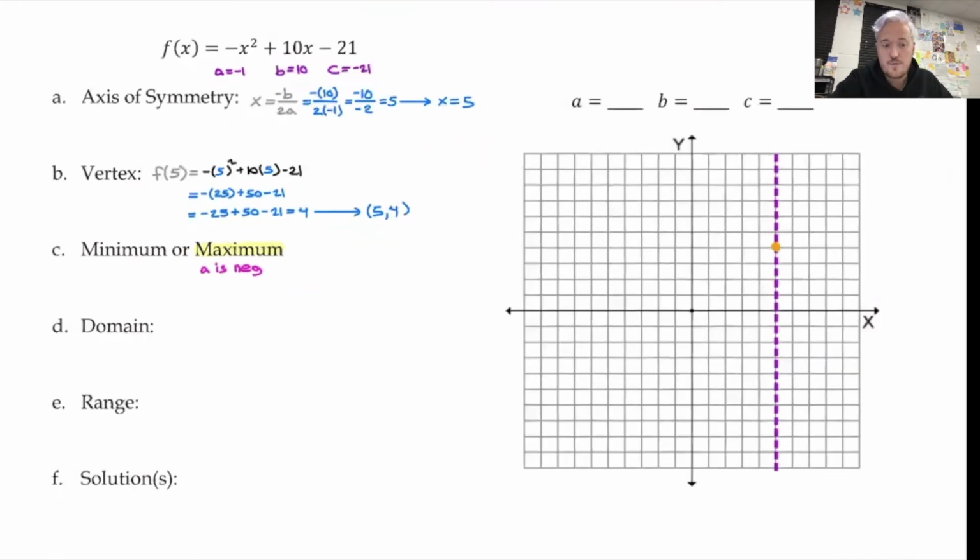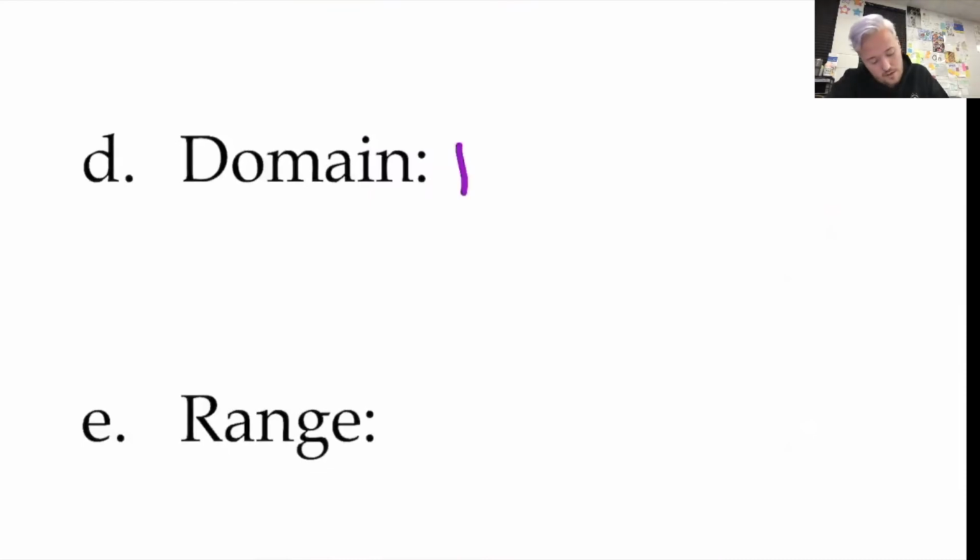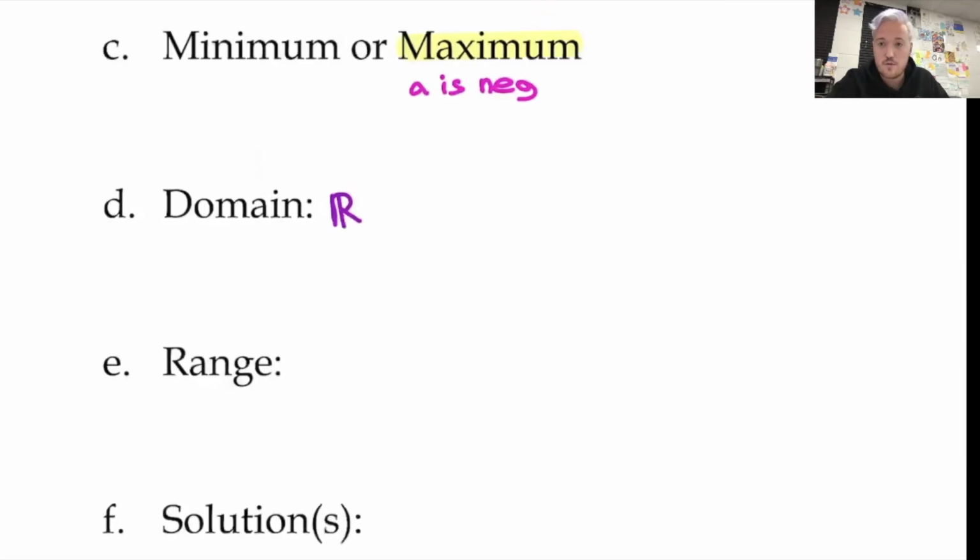All right, so now we're looking at the domain. Domain should be your easiest question on any assessment for quadratics because it is always all real numbers.